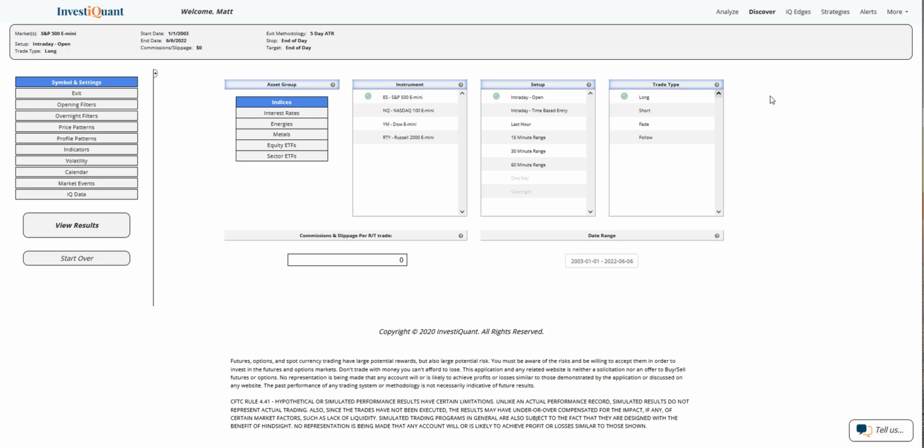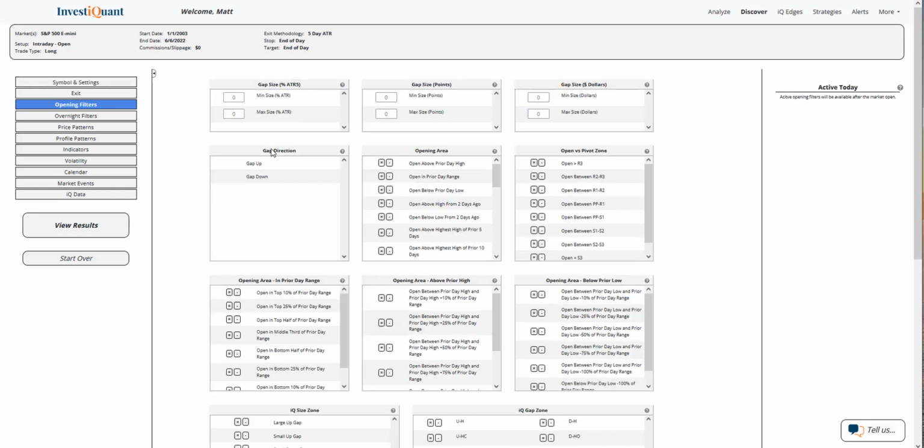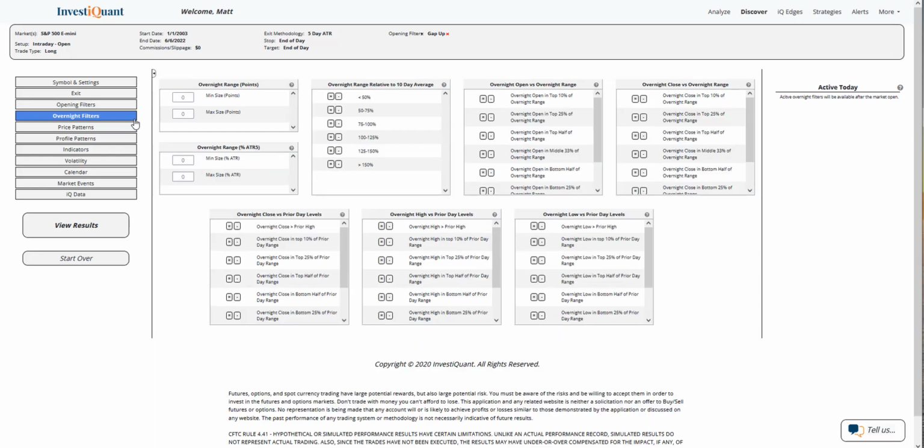The setup's based upon entering the market long at 9:30 a.m. Eastern Time, exiting at 4:15 p.m. Eastern Time. For this study, I'm going to go to the opening filters. I'm going to click on Gap Up. The next thing I'm going to do is go to the overnight filters, and I'm going to describe the price action that is currently taking place.